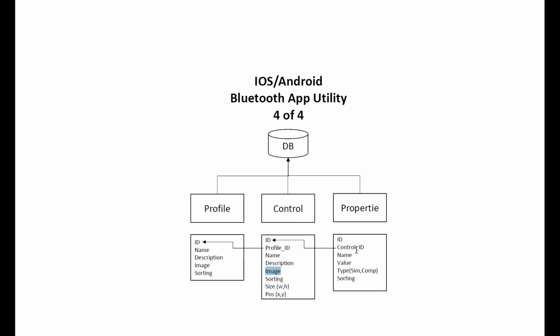So it needs a way to link back to the control that it belongs to. So it needs a control ID, a name of the property, a value, type of the property. It could be a simple property, a complex property. How many types are we going to have? I don't know. We'll see once we start creating controls for this.